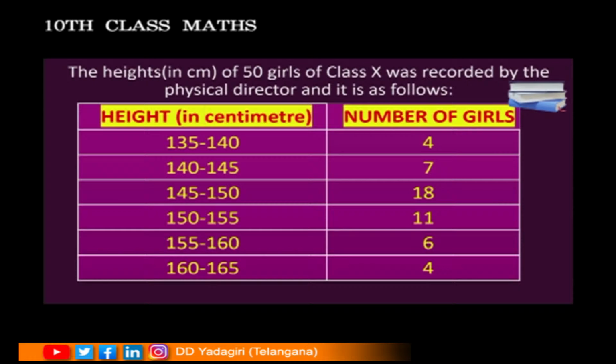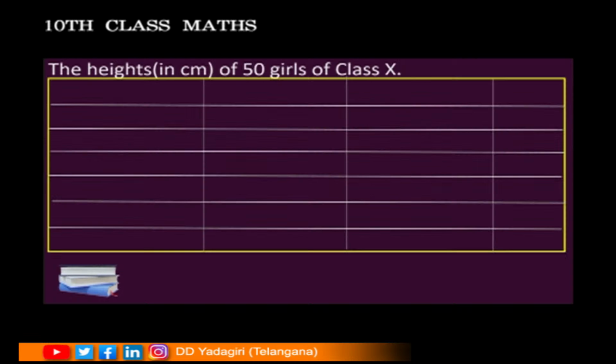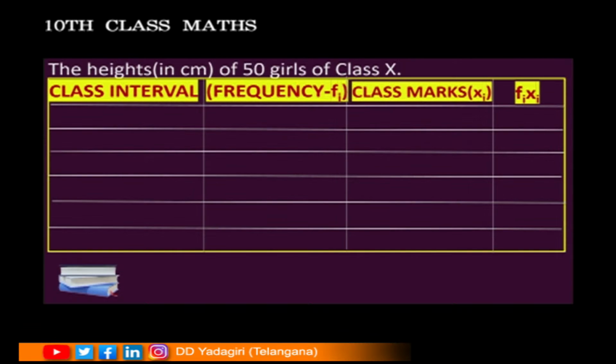As you know, the first column is nothing but the class interval and the second column is nothing but the number of girls. You observe that the class interval and number of girls are given. What you are going to do is find the mean of this data. The height in centimeters of 50 girls is being taken. In the first column you introduce the class interval, and in the second column you put the frequency.